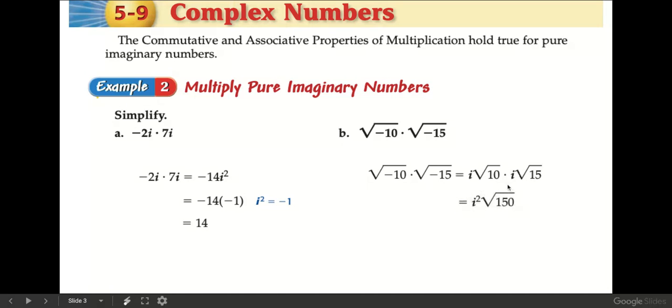So i times i is i squared, and the square root of 10 times the square root of 15 is the square root of 150. And then I can continue to simplify. I know i squared is going to be negative 1. And then the square root of 150 can actually be simplified to the square root of 25 times the square root of 6. And I recognize 25 to be a perfect square, so that could be simplified into 5. So it would be negative 5 square root of 6.